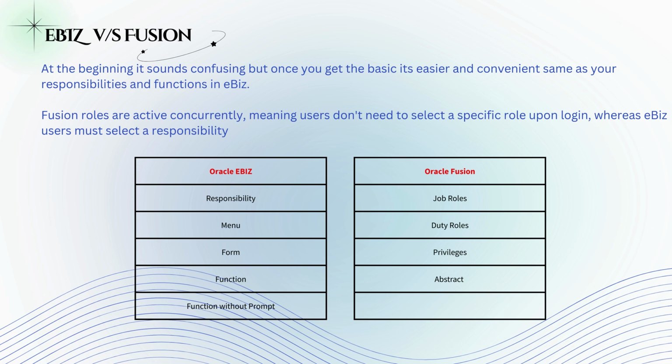In Fusion, roles are active concurrently, meaning users don't need to select a specific role upon login. Whereas in EBS, you might have seen that once you have logged in, you have to select the responsibility. So if you've got two responsibilities called Account Payables and Account Receivables, and I go into Account Payables, it will show me only those options, those forms, those reports which I can run.